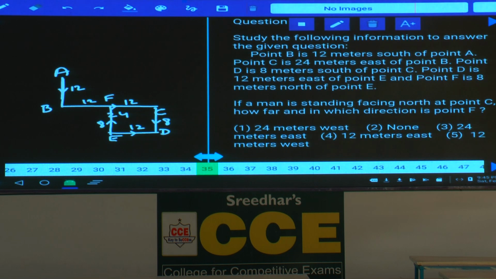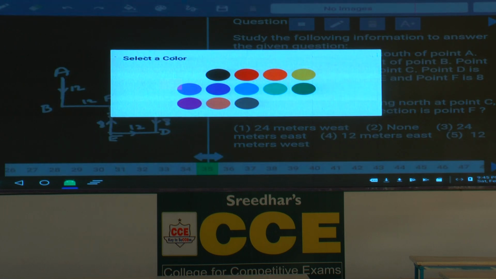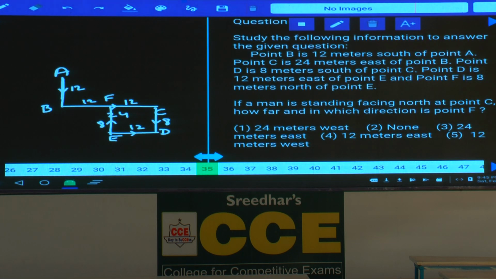Then question number 35. If a man is standing facing north at point C. Now at point C, that means at this place. Where is C here? Now C is here. Now this man is pointing like this towards north. And how far and in which direction is point F from this place? Now where is F here? F is here. Now from this point tell me F is how many meters? 12 meters. Towards which direction? West. And so 12 meters west, that is choice 5. Question number 35, choice 5 is the answer.